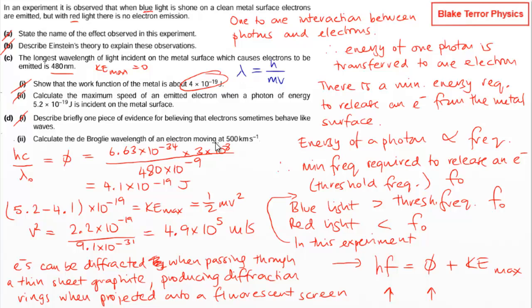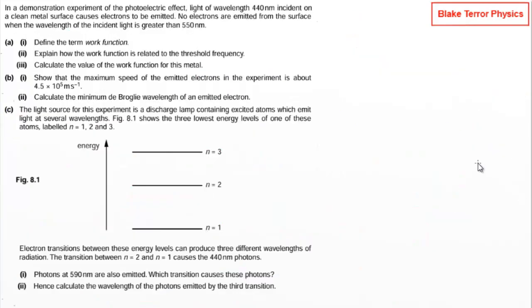So 6.63 times 10 to the minus 34 divided by 9.1 times 10 to the minus 31. And then divide again by 5 times 10 to the 5. So that comes out at 1.457 times 10 to the minus 9. So 1.5 times 10 to the minus 9 meters. Okay, that was a beefy question to kick off with. Let's move on to the next one then.